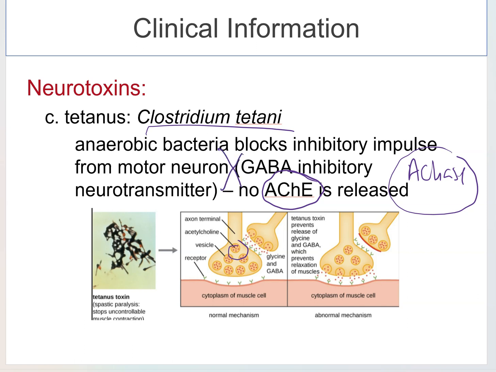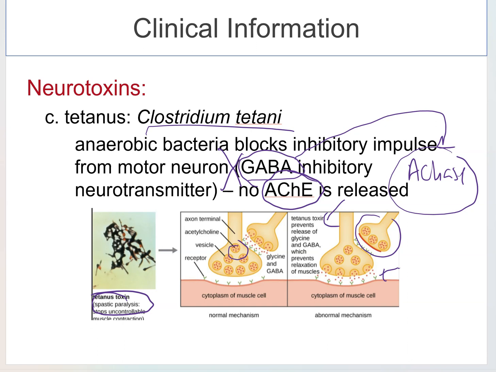There is an inhibitory neurotransmitter called GABA. We'll talk about it more in the next unit, but the toxin basically prevents that from being released. And it's GABA that says, hey, acetylcholinesterase, get on out there and break down acetylcholine. So when the toxin is present, the tetanus toxin, it doesn't allow that to be released, so acetylcholine stays in the synapse. Well, now your muscle can't relax, so we call this spastic paralysis. So this is going to cause like muscle spasms.